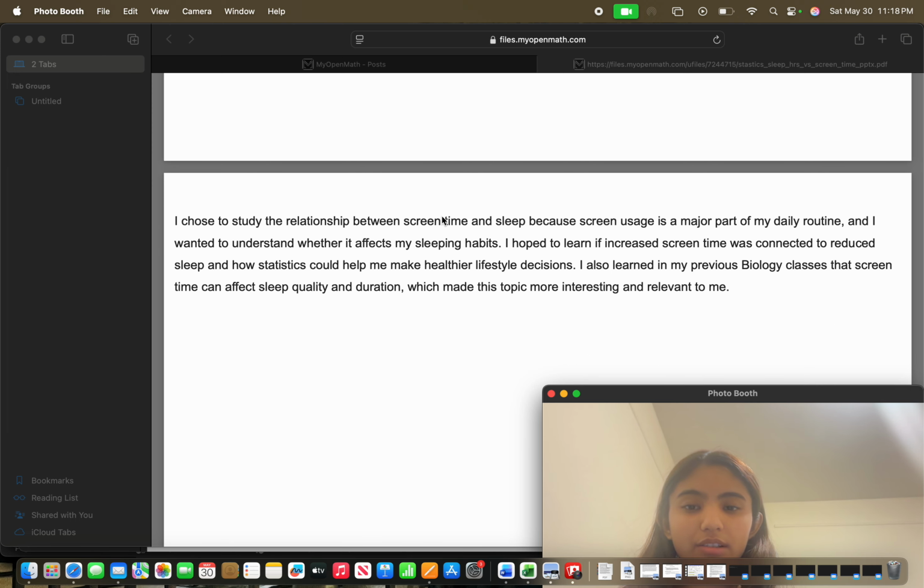I chose to study the relationship between screen time and sleep because screen usage is a major part of my daily routine, and I wanted to understand whether it affects my sleeping habits. I hope to learn if increased screen time was connected to reduced sleep and how statistics could help me make healthier lifestyle decisions. I also learned in my previous biology classes, as I have a background in health and biology, that screen time affects our sleep quality and duration, which made this topic more interesting and relevant to me.